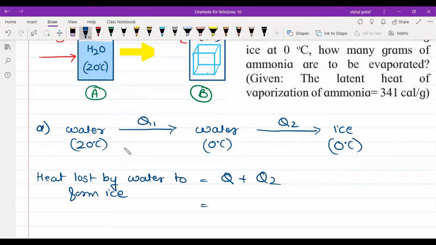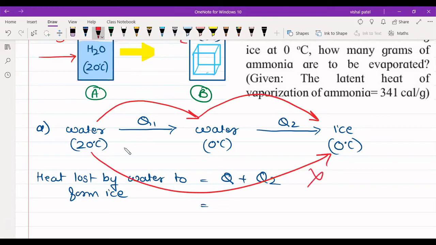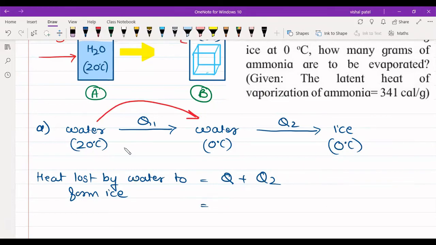Again the same thing, students. See the process. First I will get from water at 20, I will get water at 0. Then water at 0, I will get ice at 0. From here it doesn't form directly. First I will get water at 0, then the state will change. So I'm writing Q1 plus Q2.